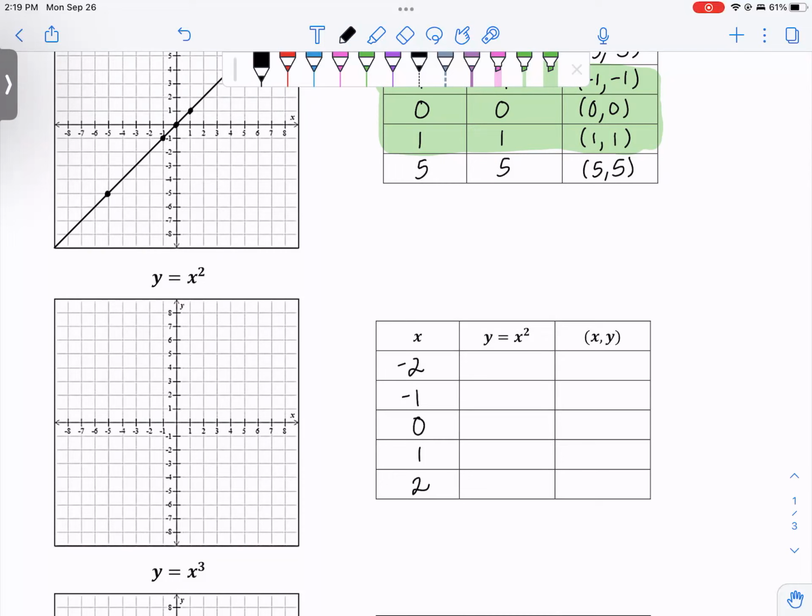So -2 squared is 4. This is the point -2, 4. -1 squared is 1. So we have -1, 1. 0 squared is 0. That's the point 0, 0. 1 squared is 1. That's the point 1, 1. 2 squared is 4. This is the point 2, 4.